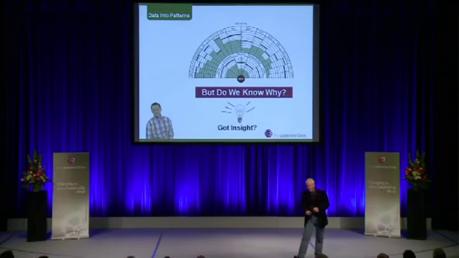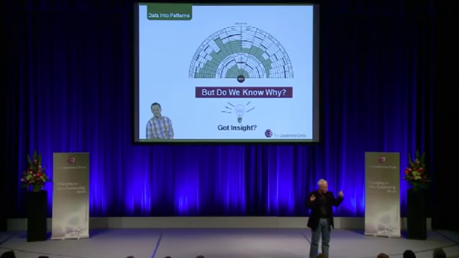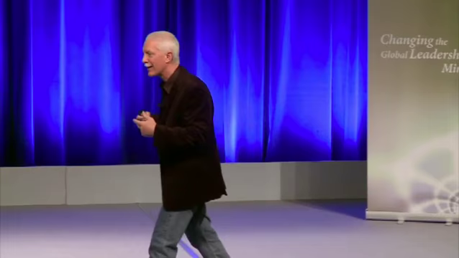But do we know why? Why this pattern? What's running this pattern? How do we help Bob get insight into that? And for that, we need the bottom half of the circle.